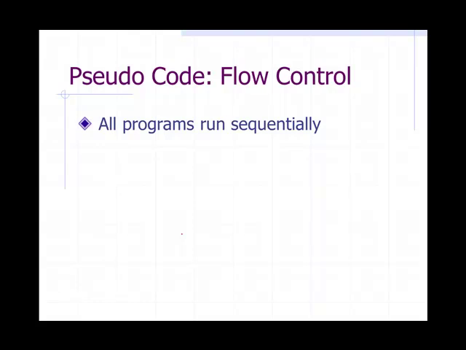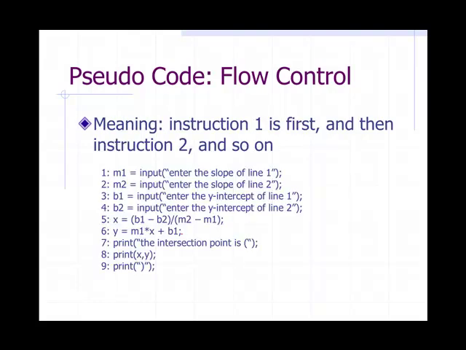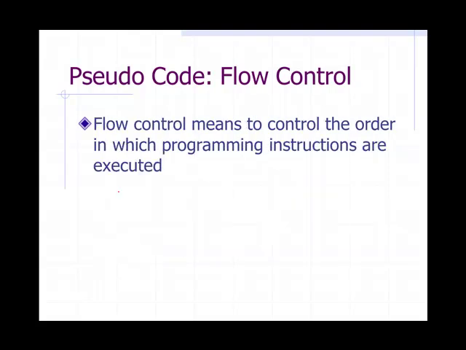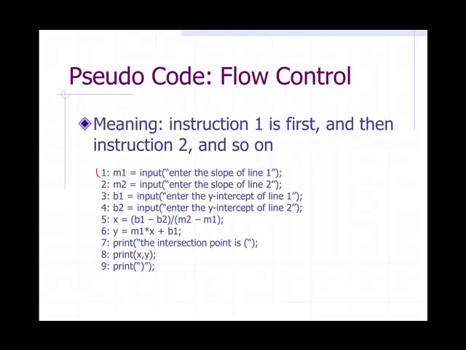Now, all programs run sequentially. For example, what does that mean? It means instruction 1 is first, and then instruction 2, and so on. So I will do this instruction first, and then I'll do this instruction. Then I'll do this instruction. So I will never go 1, 2, 3, 4, 5, and then skip to 9. Not in the way programs are actually done. It always goes in the order in which they are typed in.